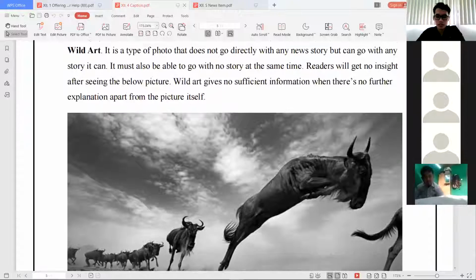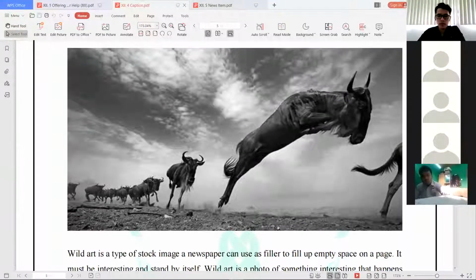For example, you see this. Bison, like, hordes of bison running. What is the meaning? What happened there? You will get confused when you see this. So this is wild art because there is no clear context to show what really happened, and when and where. There is no information about it. This is wild art.